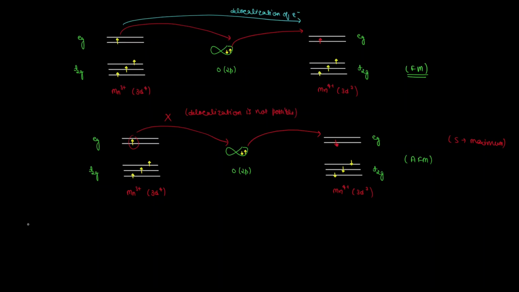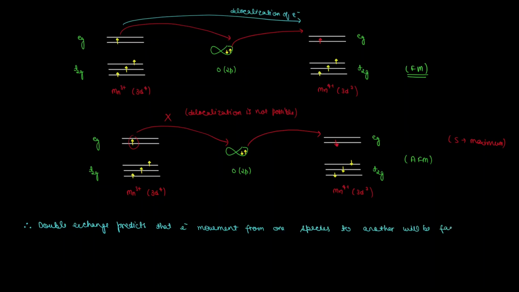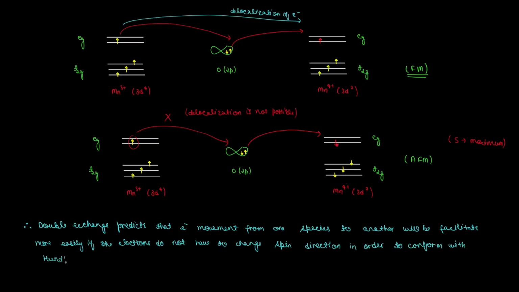So therefore double exchange predicts that electron movement from one species to another will be facilitated more easily if the electrons do not have to change spin direction in order to conform with Hund's rule when on the accepting species.